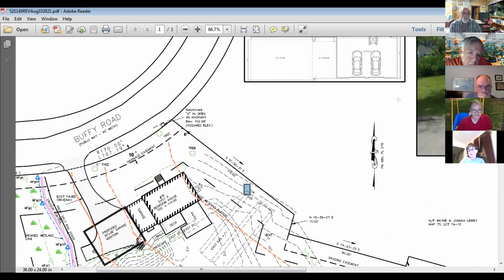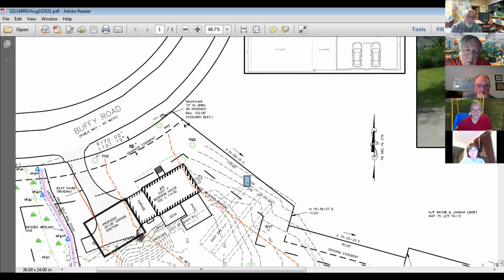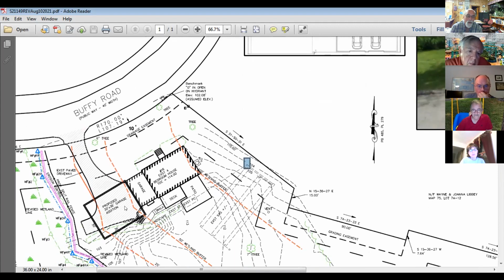And if you look up here at this profile here, you're going to see that the driveway is going to be a drive under, where the cars are going to just drive straight into the garage with the living space up above. So here's the proposed addition right over the existing pavement. That turnaround will be eliminated.